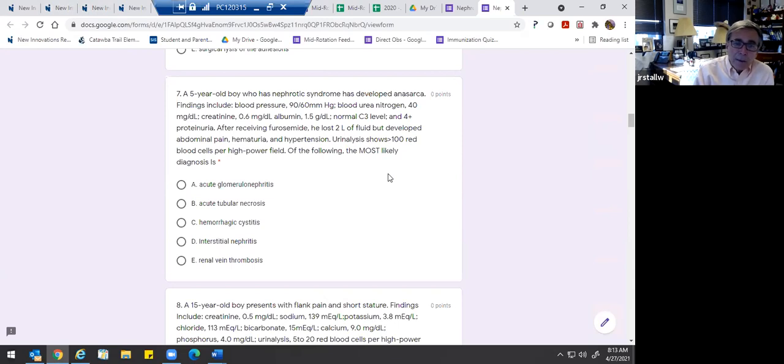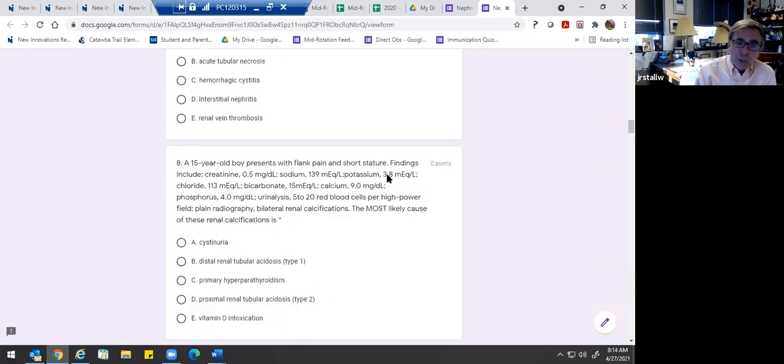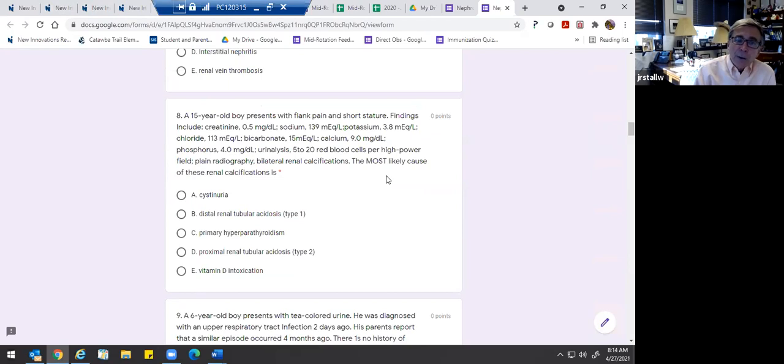Next, 15-year-old presents with flank pain, short stature. You've got kind of a creatinine that's okay. The electrolytes are okay, except for the metabolic acidosis. And you know, when you see that right off the bat, you just go ahead and say, what is the anion gap, and figure that out right quick. He does have some hematuria, microhematuria, but he has the renal calcifications. And so when you do this, this is going to be an RTA.